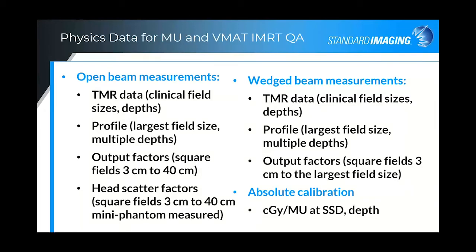So the typical commissioning data is required to create your LINAC photon model for IMSure. So it is an independent model. Shown here is the data needed for open and wedged beams, and similar data is required for an electron model. So your TMR data, profiles for the largest field size at multiple depths, output factors, of course, for the field sizes that you expect your model to be valid for, head scatter factors as well for those field sizes. And then again, similar data from the wedged beam measurements, and of course your absolute calibration.